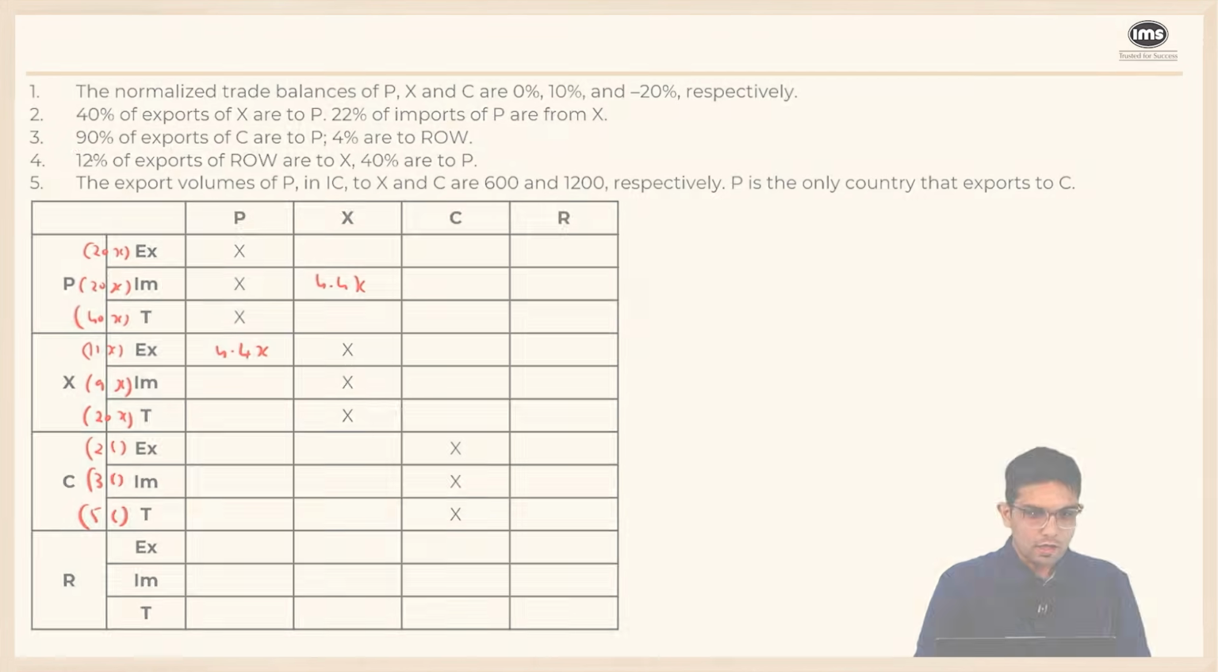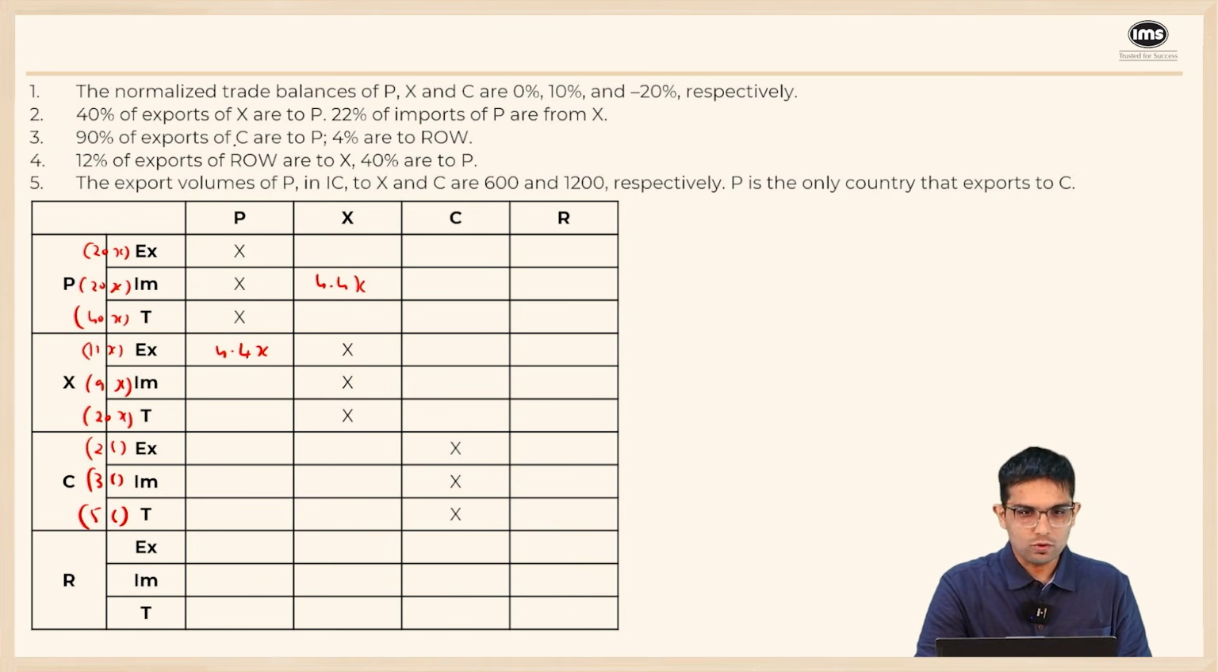Let's move further. Now it is said 90% of exports of C are to P. So 90% of export of C are to P. So that is 1.8C and 4% is to the rest of the world. So that is 0.08 of C. So remaining, of course, 6% will be here. So this is 0.12 of C. I'll just put these exports as imports of these countries. So import of P will be 1.8C, import of X will be 0.12C and import of rest of the world from C is 0.08C, right?